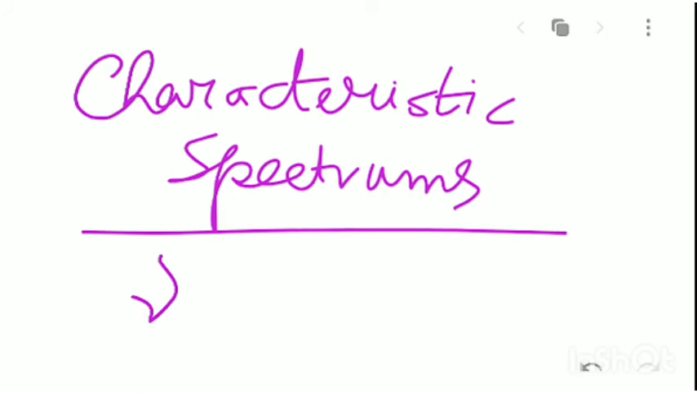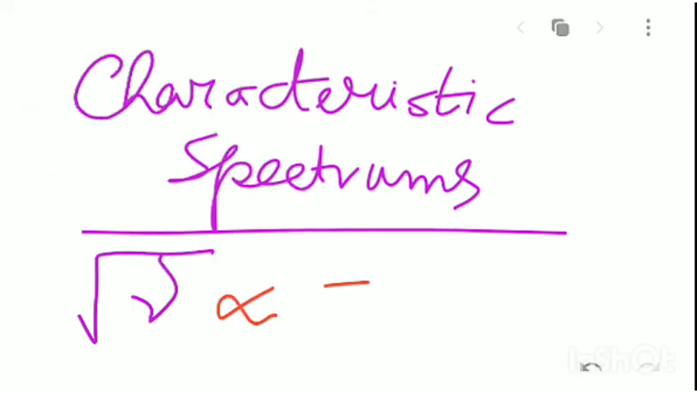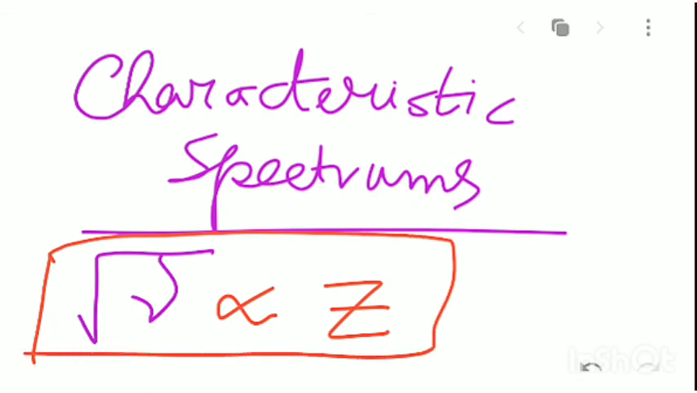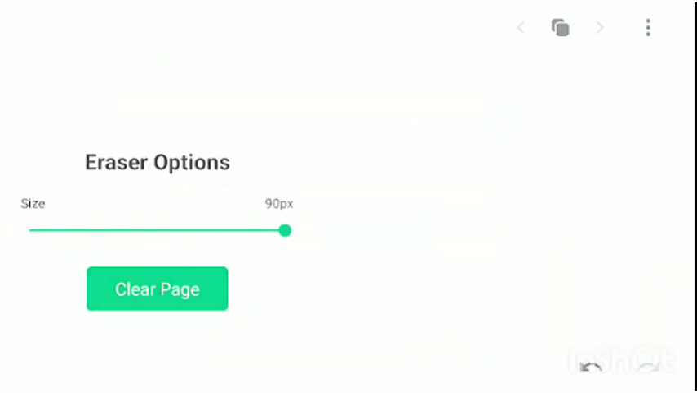He found out that the square root of that frequency is proportional to the atomic number. The square root of the frequency is proportional to the atomic number. Okay, and this relation is known as Moseley's law. Most of the numericals in the chapter depend on Moseley's law. This is not a complete equation, that's a proportional relation.